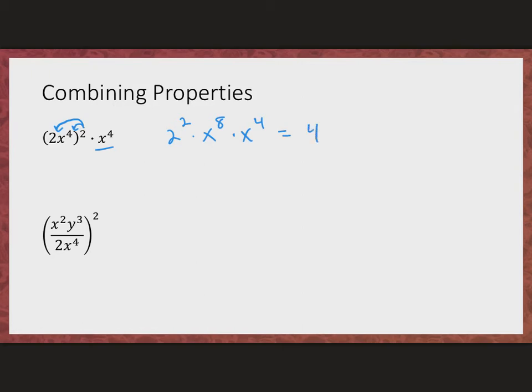2 squared is 4. x to the 8th times x to the 4th. Well, this is the product property. They have the same base, different exponents. We will add them. That will be x to the 12th.